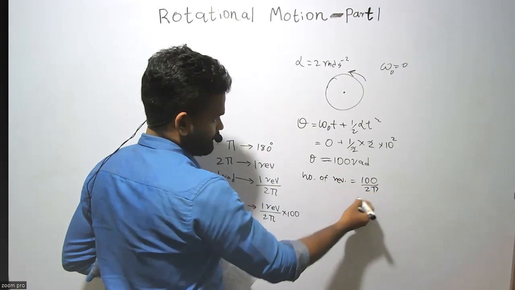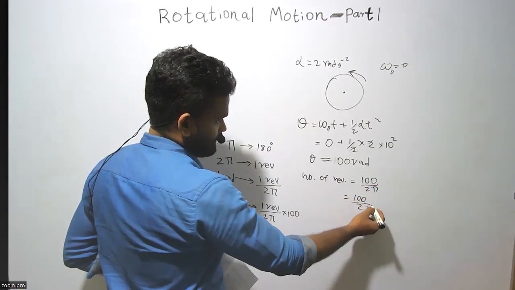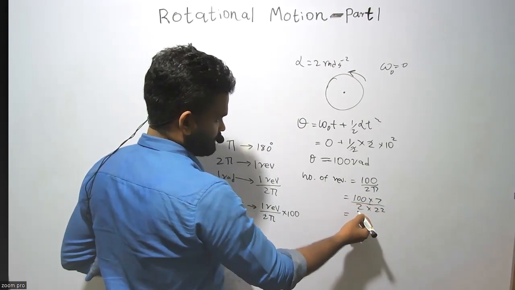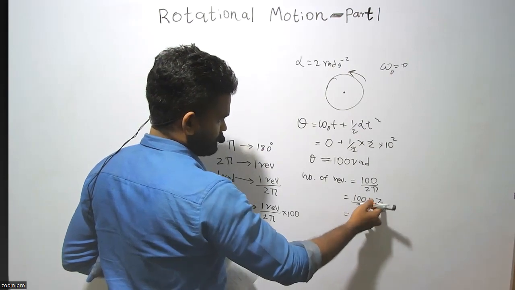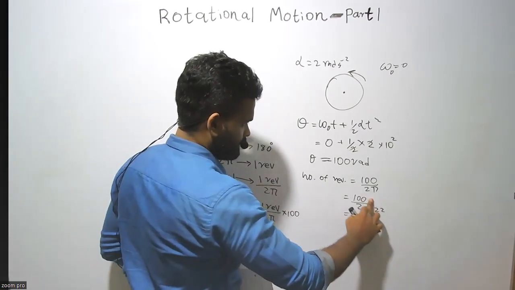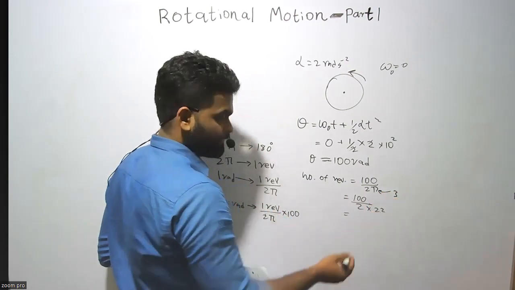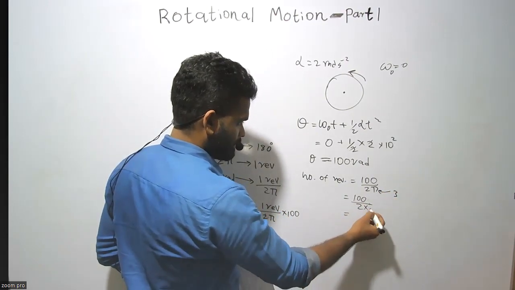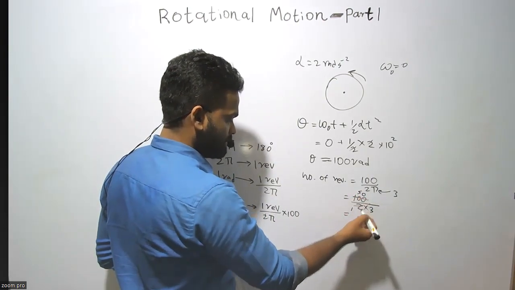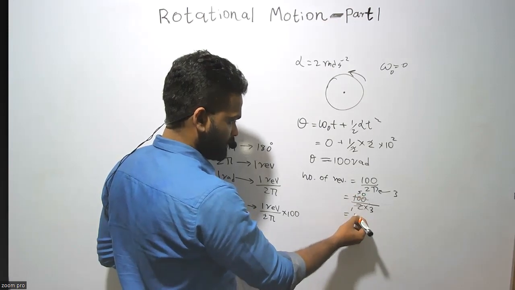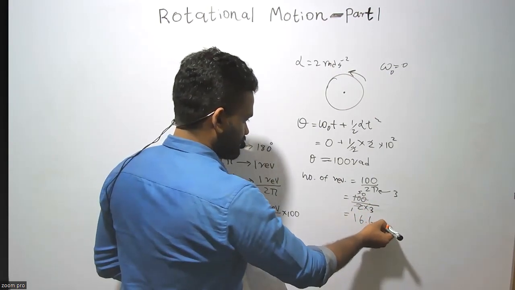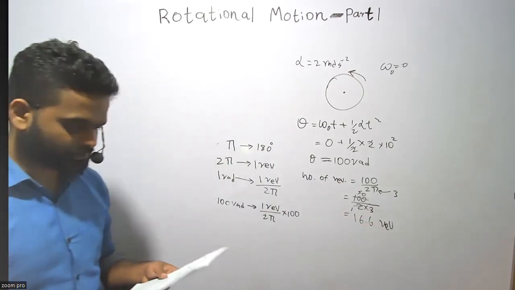Divided by 2 pi. So what is pi? Pi is 22 over 7, right? But because we need an approximate answer, I'll just put 3 there instead of pi. So 2 times 3 is 6, and 100 divided by 6 is 50 divided by 3. What is that? For 18 it is 6, so it is 16.6 something. So this is the number of revolutions, okay? Revolutions.